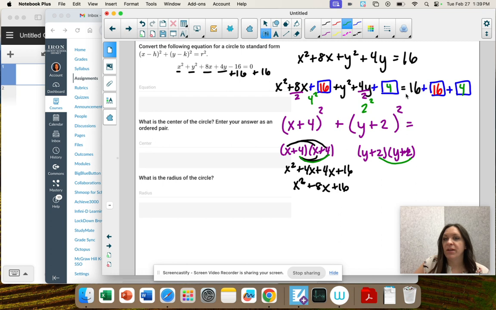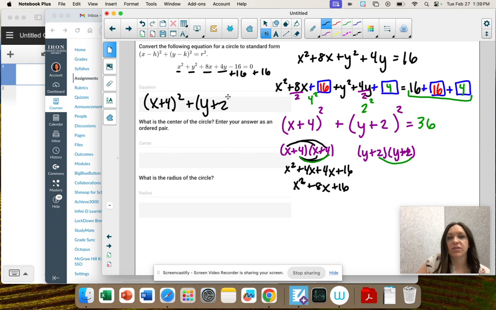Okay, so now out here we have 16 plus 16 plus 4. So 16 plus 16 is 32, plus 4 is 36. And that's our equation. So x plus 4 squared plus y plus 2 squared equals 36.